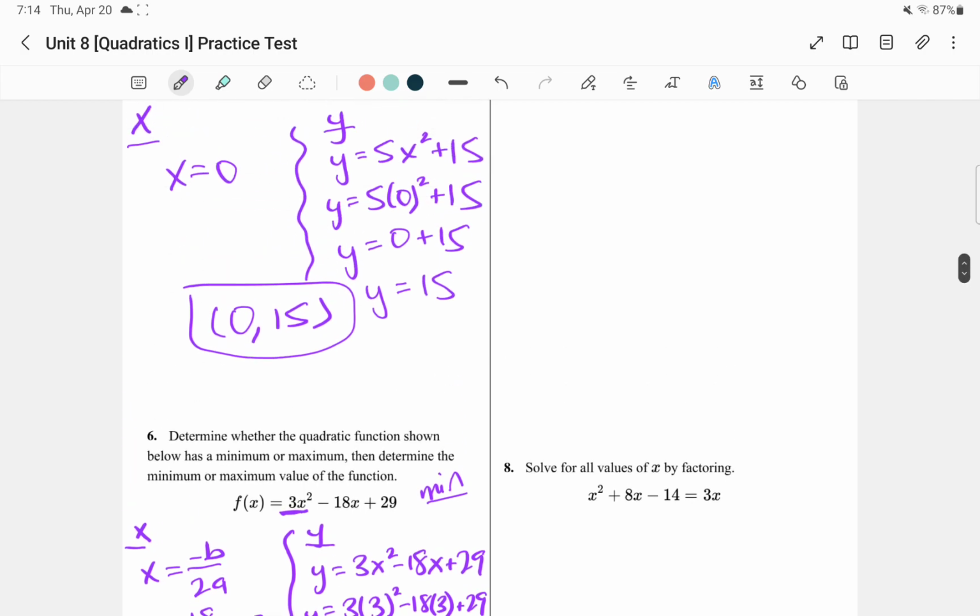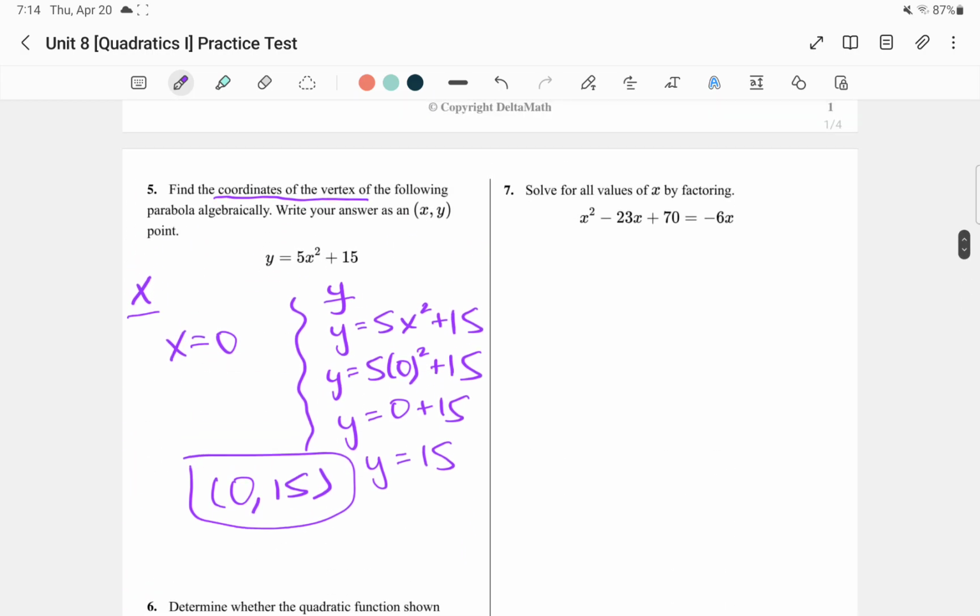All right, so going up to number 7 and 8, both of these we're solving by factoring, meaning we're finding the x-intercepts, the zeros, and we need to have it equal to 0. So to get this equal to 0, I have to move this negative 6x by adding 6x to both sides. And I'm lining up x with x. That gives me x squared. Negative 23 plus 6 gives me negative 17x plus 70 equals 0.